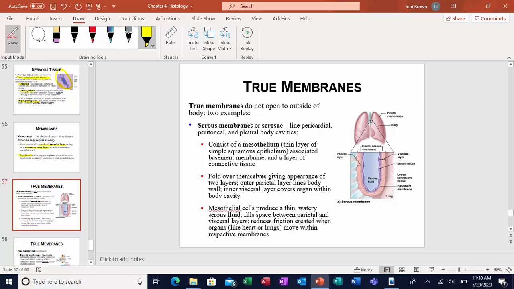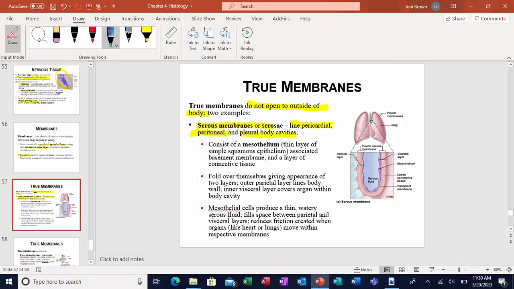Now, a true membrane does not open to the outside of the body. These would be serous membranes, and they line the pericardial cavity where your heart sits, the peritoneal cavity where your abdominal organs sit, and the pleural cavity. You have 2 of those because you've got 2 lungs, and they sit in the pleural cavities. They fold on themselves, so they give the appearance of being 2 layers.